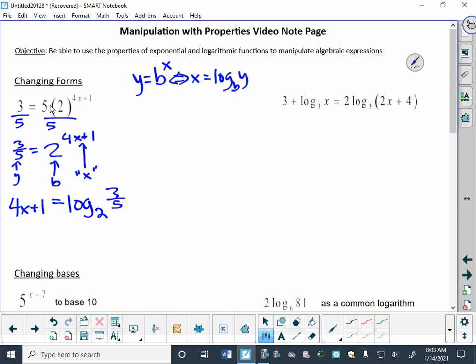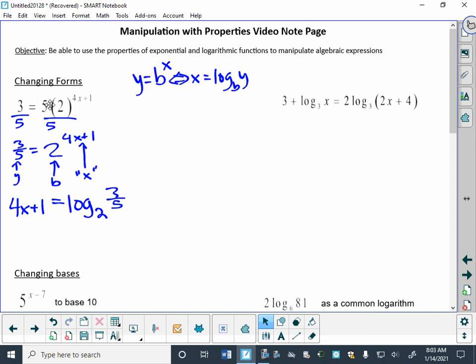And if you had a calculator that did log base 2, you would now be able to solve this: subtract 1 from both sides, divide by 4, and get an x equal. But this is all that it asked for at this point, was to change it there. And the key thing, again, was there had to be some manipulation at the beginning of the type that we've been doing for several years before we could get it into the proper form.